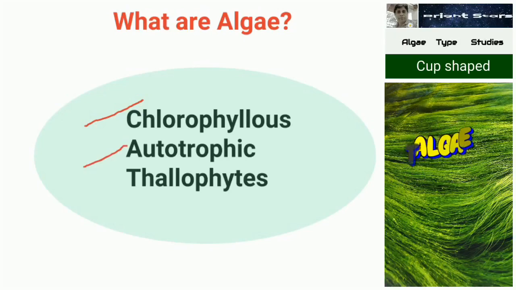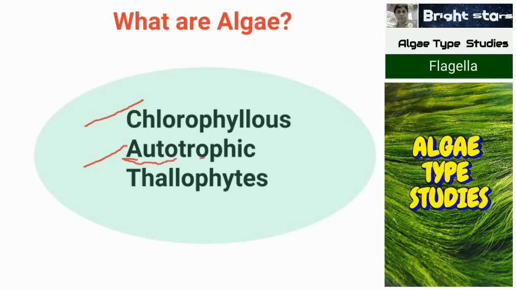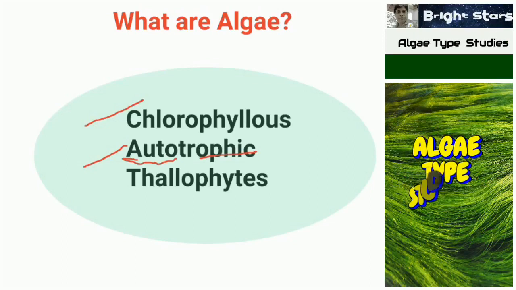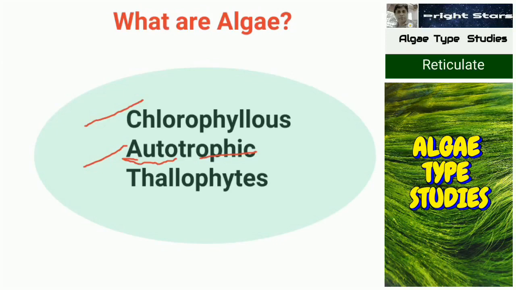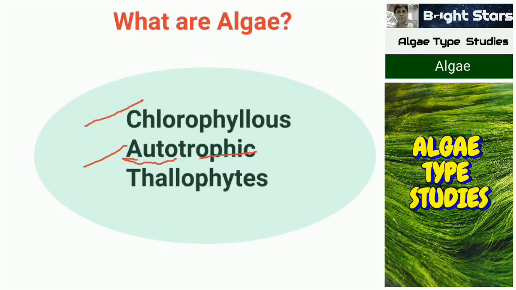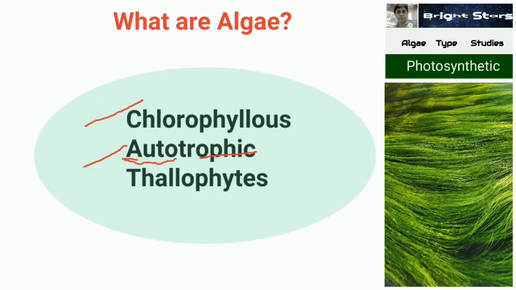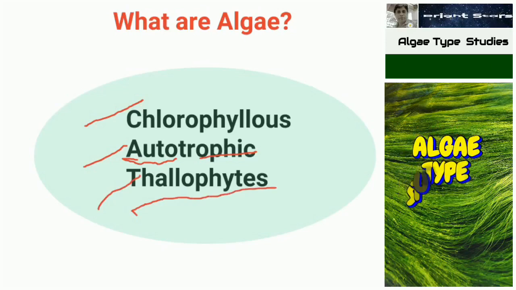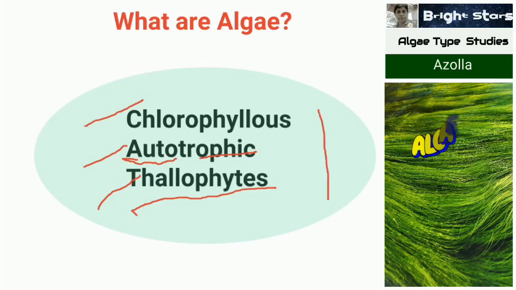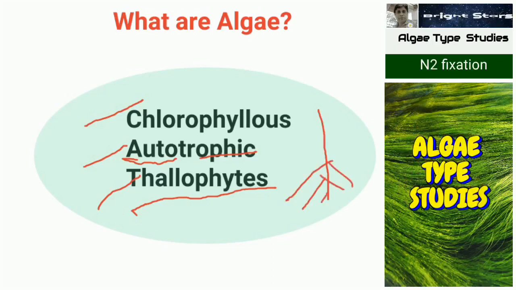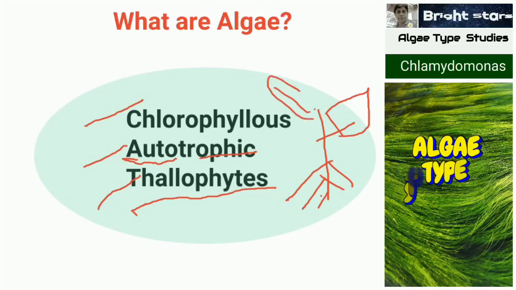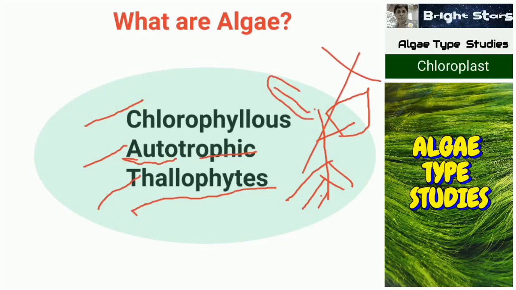Second one, autotrophic. Auto means self, trophium means food. That means they prepare their own food. So algae do not depend on other organisms for their nutrition, for their food. They prepare themselves. Why? Because they consist of chlorophyll. Next one is thallophytes. Here thallus means the body of the organism which is not differentiated into roots. No roots will be there, no stem, no leaves. That's why we call them thallophytes.